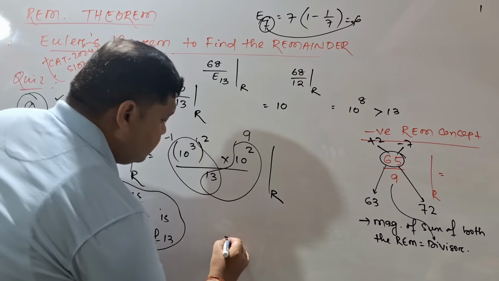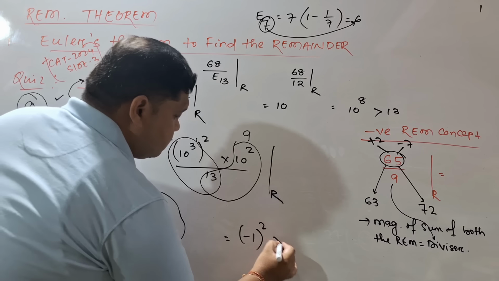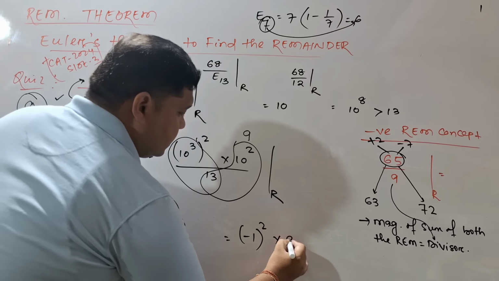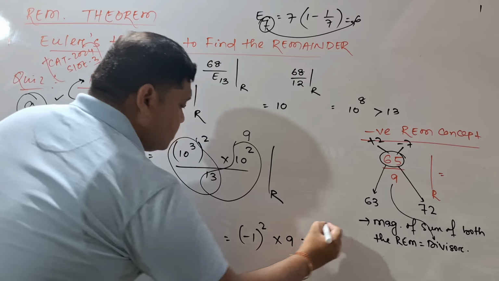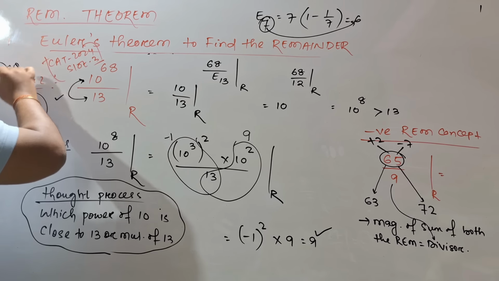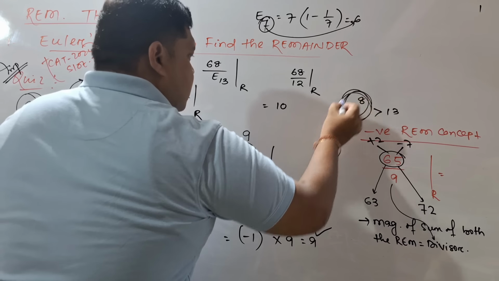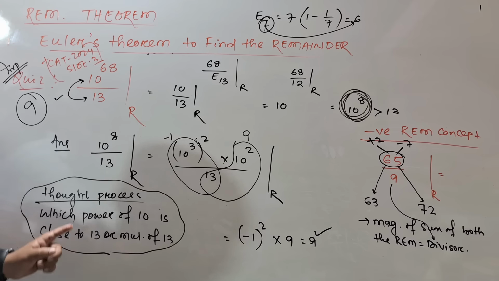Here I will get minus 1, minus 1 square. The operator here is multiplication, and 100 by 13 is 9. So the answer for this question is 9. And this one is important. This thought process matters, after getting 10 to the power 8. This is the thought process.